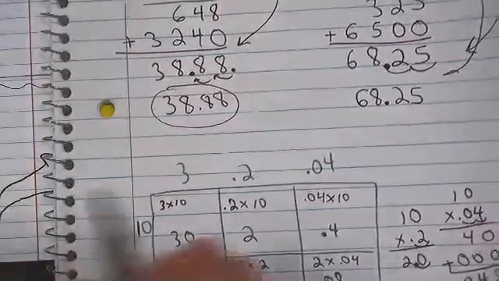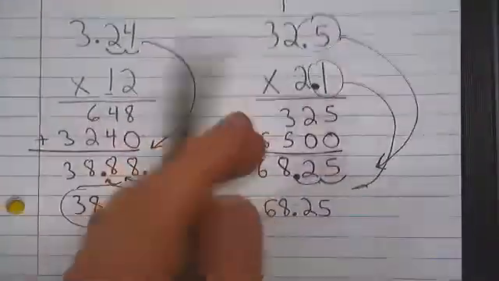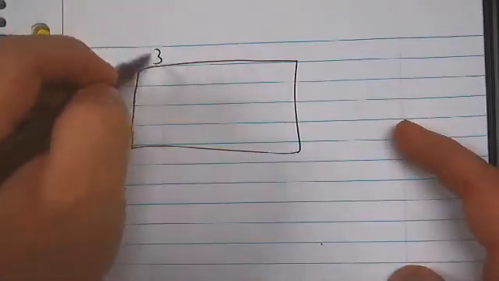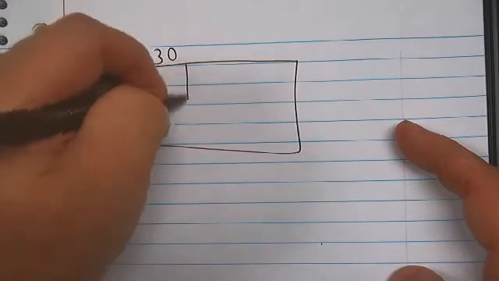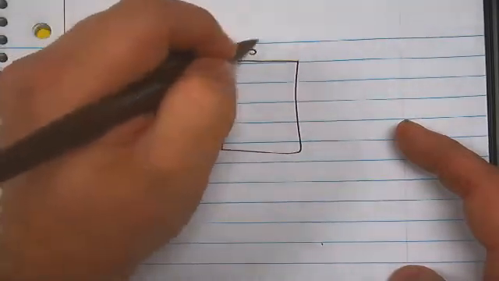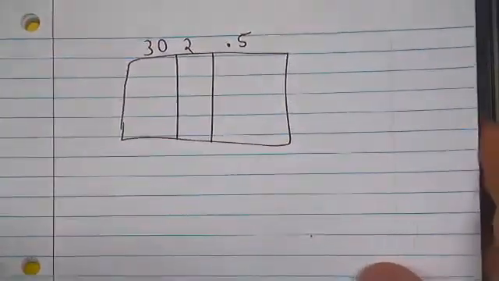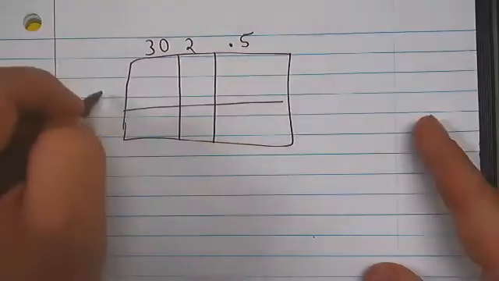Okay, let's do the area model for the second one. So that was 32 and 5/10, let's set that up. 32 and 5/10. Well, 5/10 is really big. Oh, well. Times 2 and 1/10.